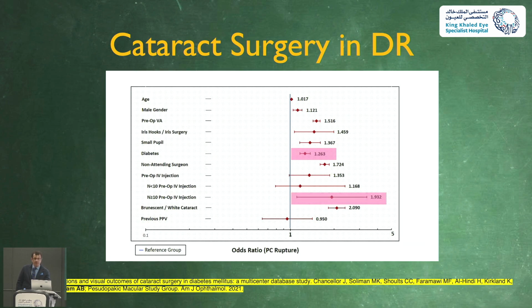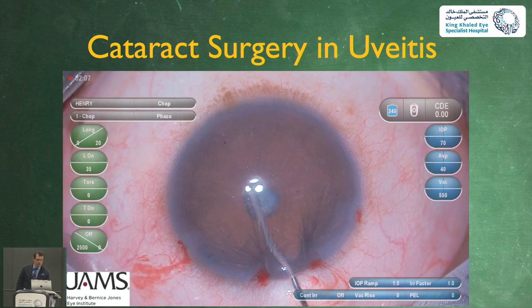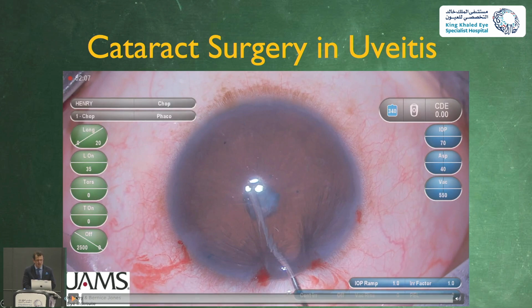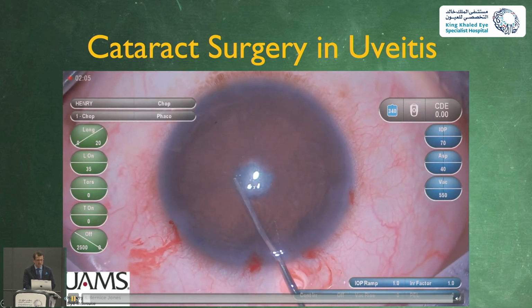Okay, let's go for, so what happens, again, cataract surgery and retinal disease, if we can finish with uveitis. And again, I thought I'd just include some surgery to make it attractive.